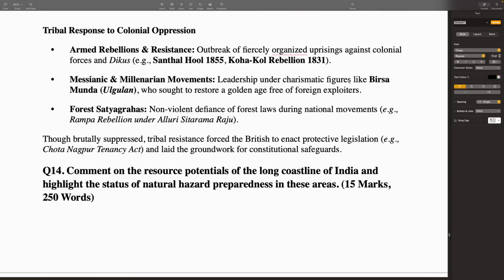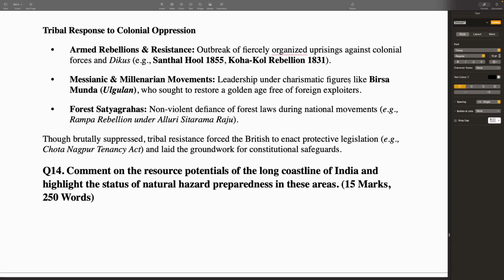Tribal response to colonial oppression: armed rebellions and resistance, outbreak of fiercely organized uprisings against colonial forces and Dikus. Examples: Santal Hul 1855, Kol Rebellion 1831. Messianic and millenarian movements: leadership under charismatic figures like Birsa Munda, Ulgulan, who sought to restore a golden age free of foreign exploiters. Forest Satyagraha: non-violent defiance of forest laws during the national movement.